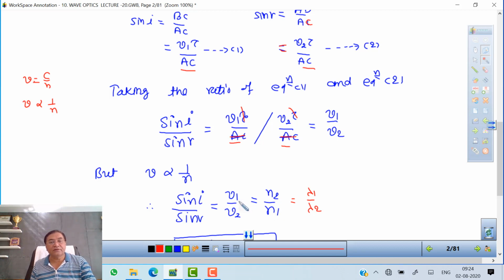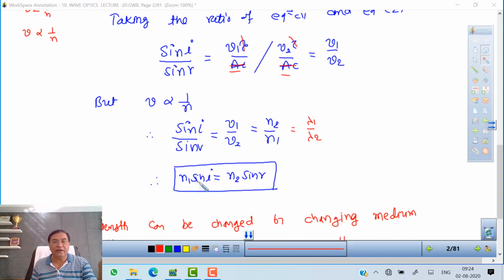But wavelength is proportional to velocity. Frequency is constant, as you know. Frequency is the property of the source, and wavelength is the property of the medium. So frequency તો બદલાવાની નહીં, મતલબ wavelength બદલાય. So finally we get this relation: N1 sin I is equal to N2 sin R. So this is our Snell's law. We used Huygens' principle to derive this.